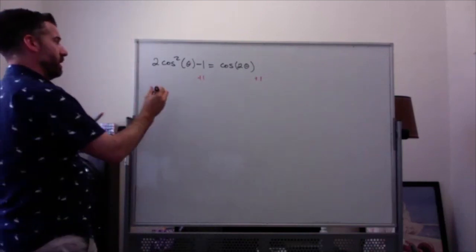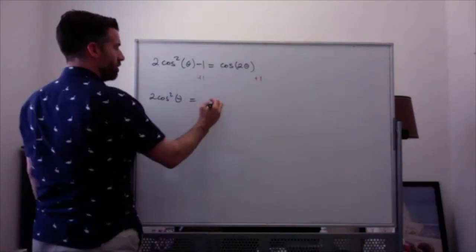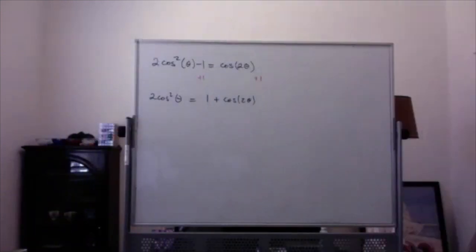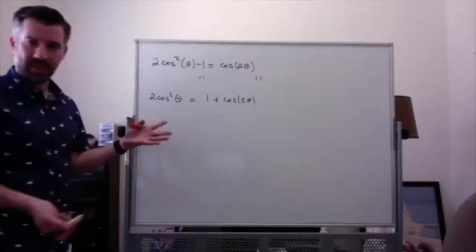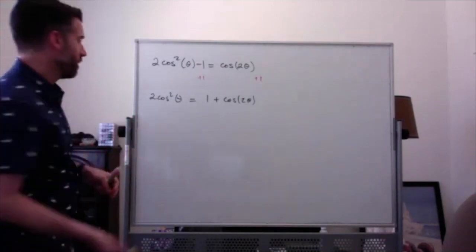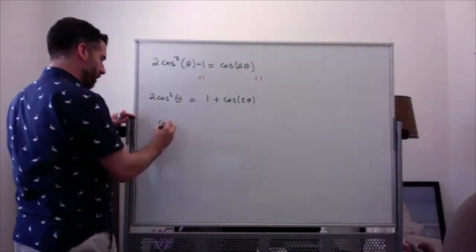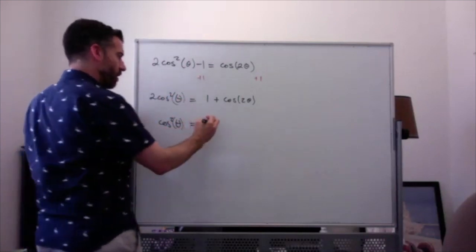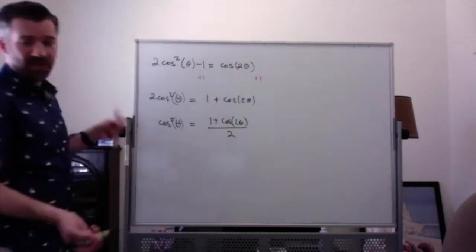I'm going to add 1 to both sides and say that 2 cosine squared theta is equal to 1 plus cosine of 2 theta. Although it doesn't really matter where you write the 1, there's a standard way of writing these formulas, so I am writing it that way. I'm going to divide both sides by 2. Dividing by 2 here just cancels out, so you get cosine squared theta, and over here I get all of this divided by 2. And then finally we take the square root.